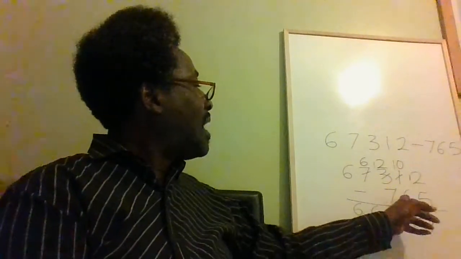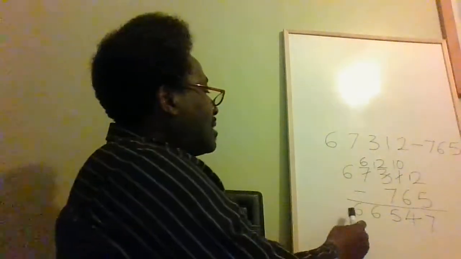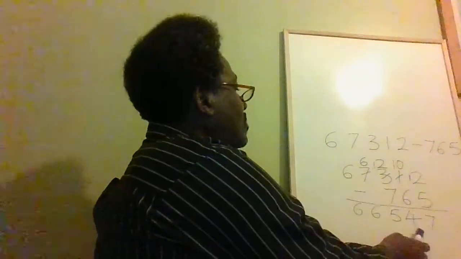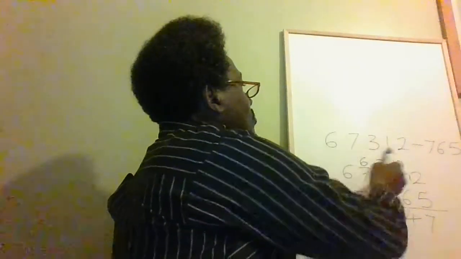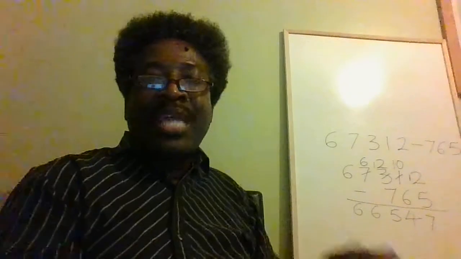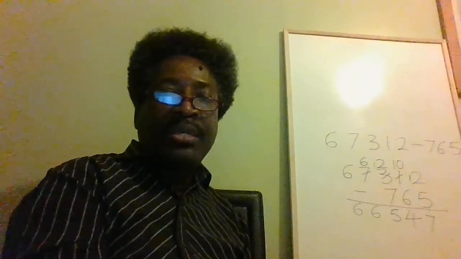The way you can check, you add these 2 numbers together and you must get this. So you add 66,547 to 765, you will get this. Because addition is the inverse of taking away.